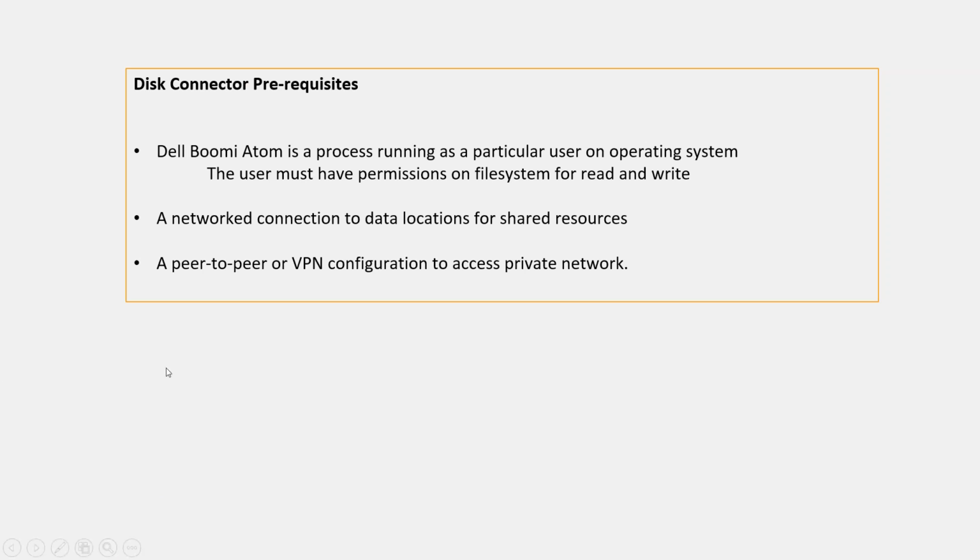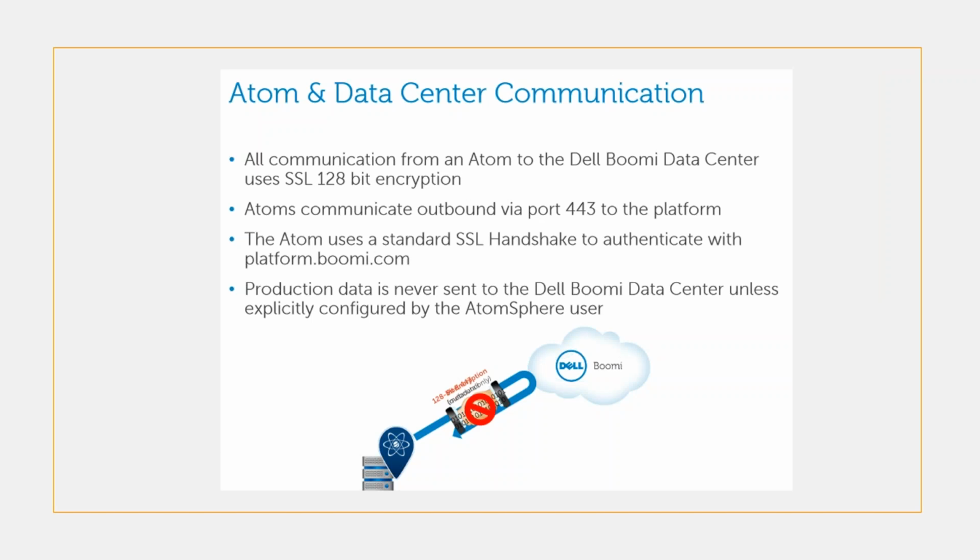And in our process, in the execution we have done today, we connected to disk and retrieved files out of it, right? So what are the prerequisites required for it? Dell Boomi Atom is a process running as a particular user on the operating system. So that user should have permissions on the file system for read and write. This is one prerequisite that has to be taken care of, else you'll find errors in your process. Networked connection of data locations for shared resources. A peer-to-peer or VPN configuration to access a private network. So these are the prerequisites that should be there.